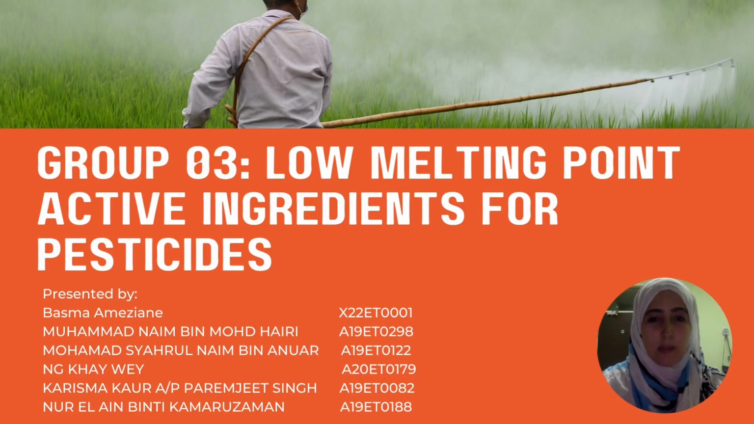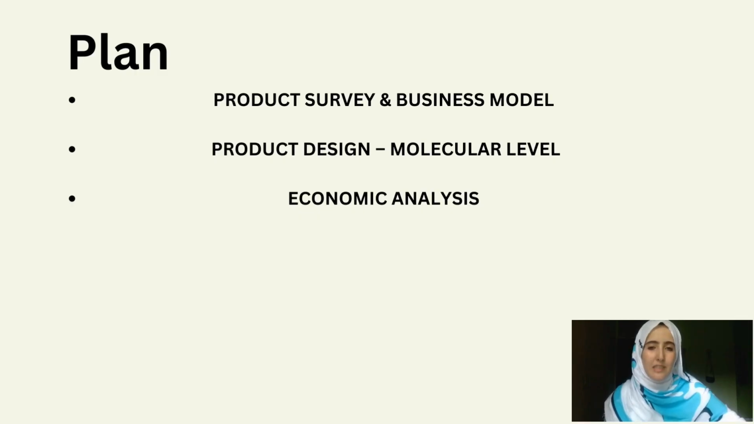Today we're going to present our chemical product design project, which is the low melting point active ingredients for pesticides. The team members are me, Basma, Naim, Charisma, and Noor. So let's start. For today's presentation, our plan will be presenting the product survey and the business model, product design, which includes the molecular level, and finally the economic analysis.